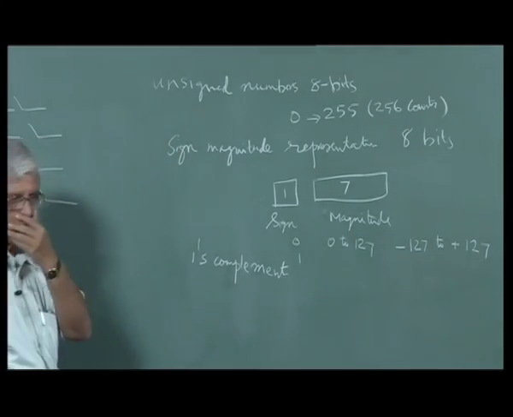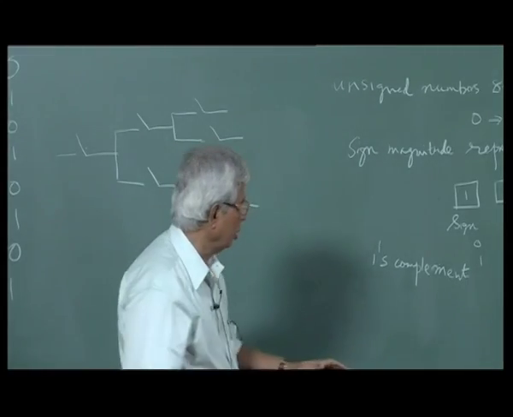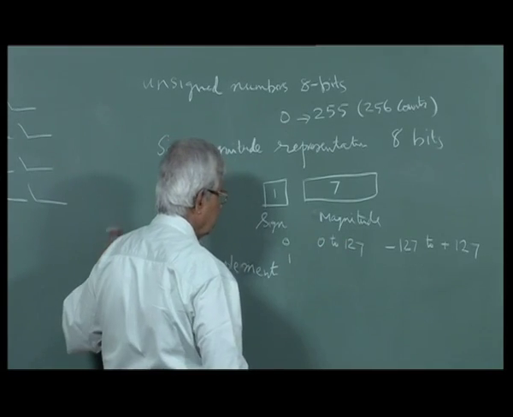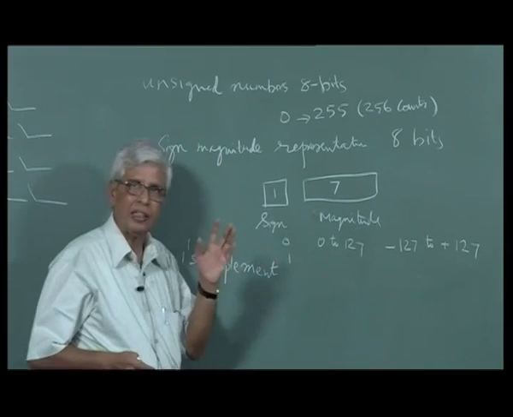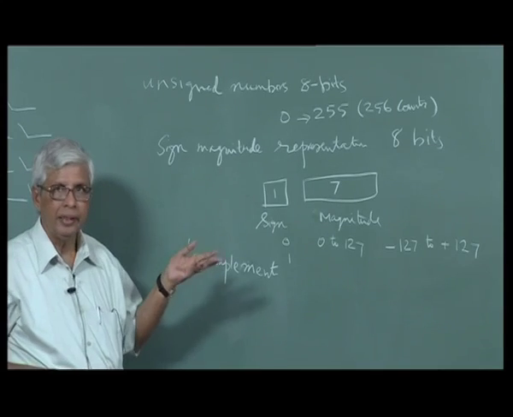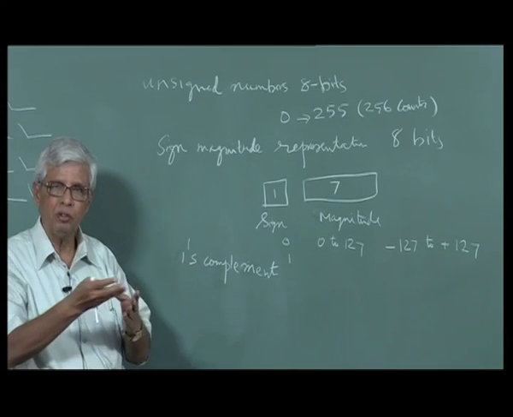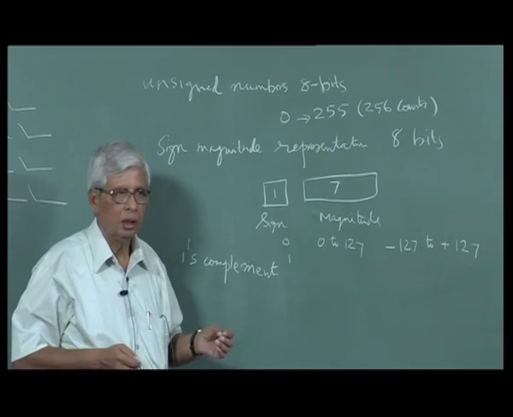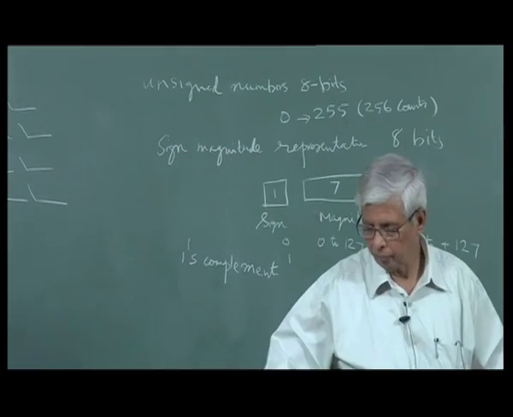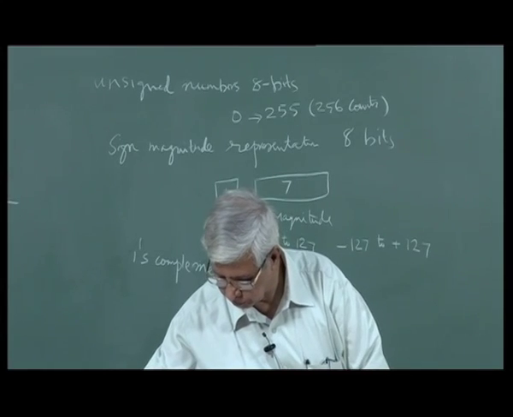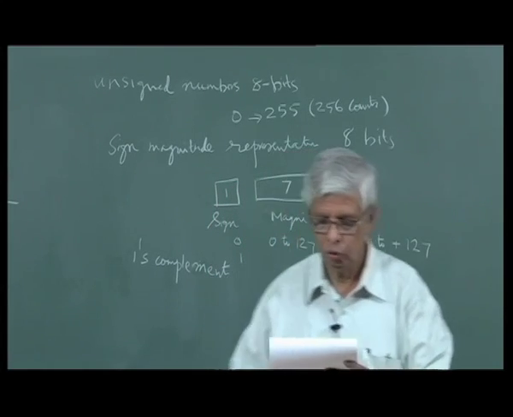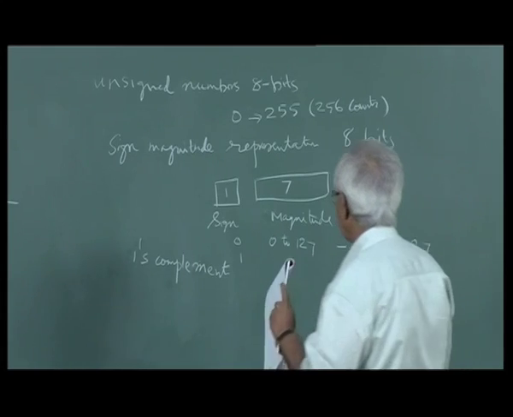One's complement numbers: you represent the number and invert it. If it is a positive number, the sign bit is 0. For a negative number, you invert all the bits. That is the negative number. For example, we will take an example of 4 bits to make it easy.